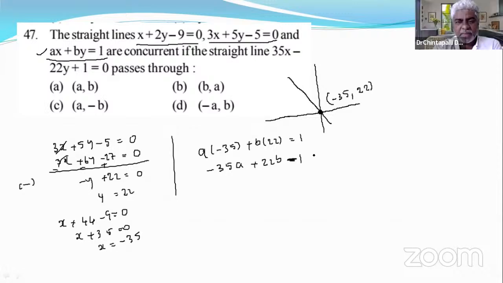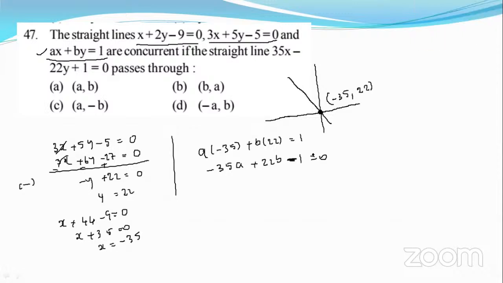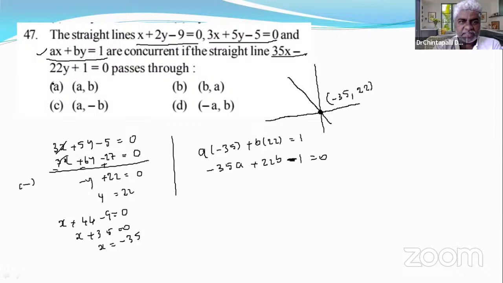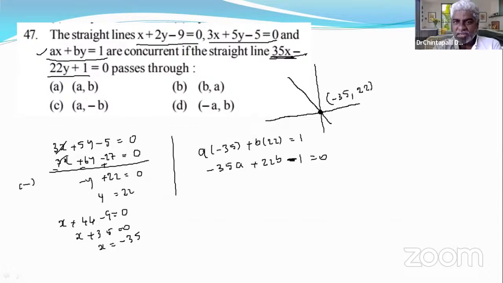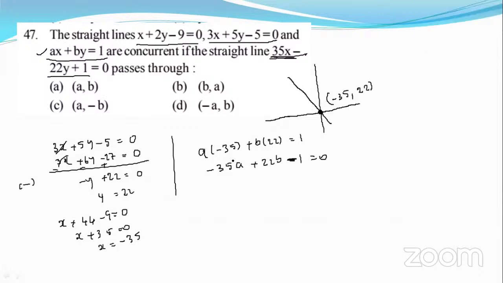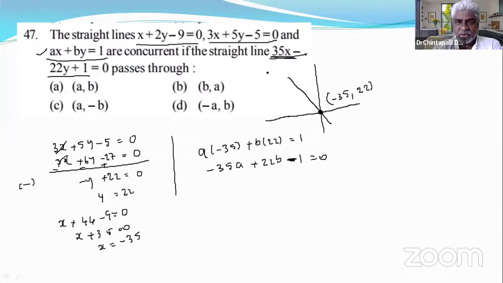We can write it as negative 35a plus 22b minus 1 is equal to 0, right? To compare this result to this equation, that is 35x minus 22y plus 1 is equal to 0, we need to multiply each term by negative 1. Just to compare. It is 35x, but we got negative 35. We need to compare this final result to 35x minus 22y plus 1 is equal to 0. For that purpose, we need to multiply by minus 1.